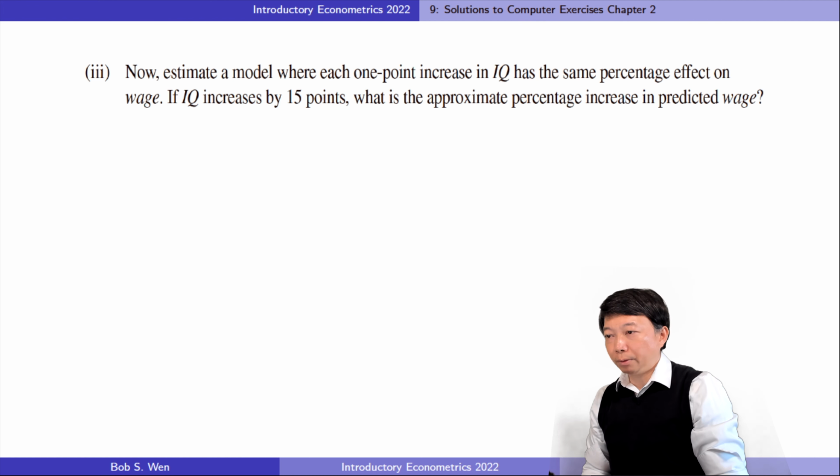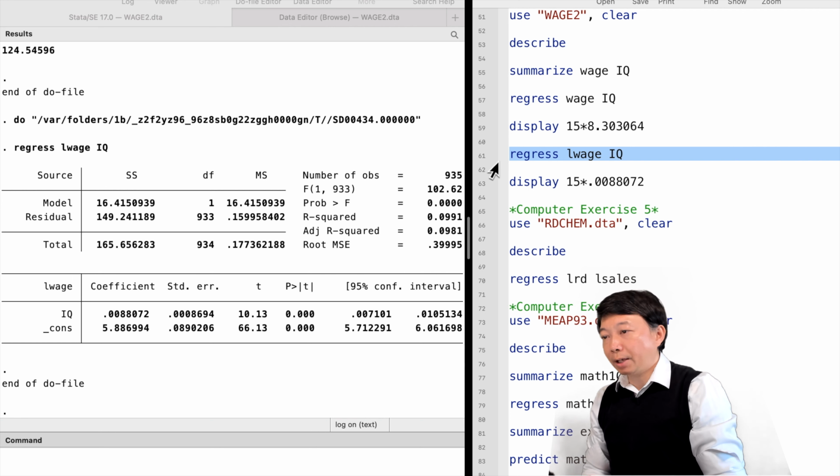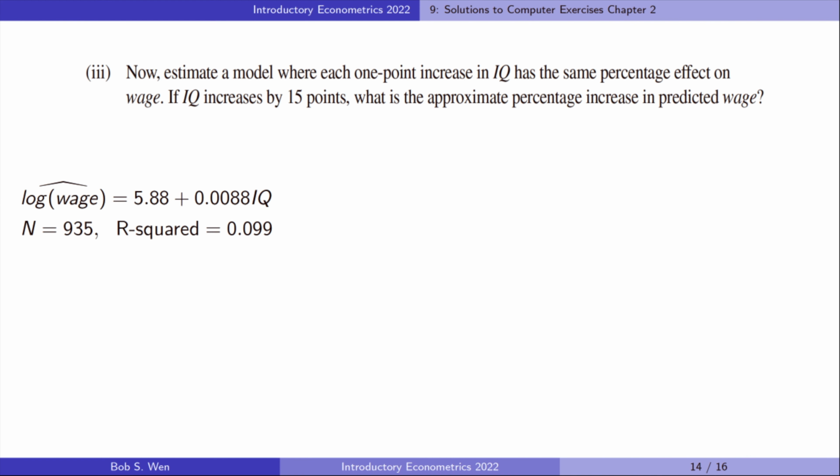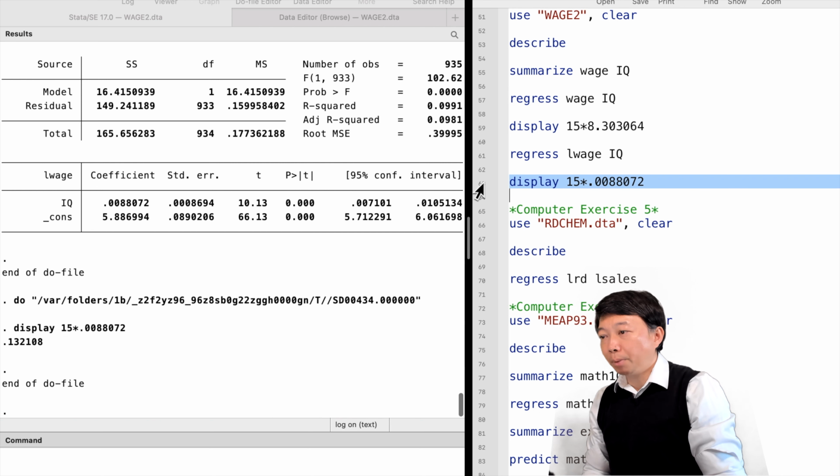For the third question, a simple regression model for a constant percentage change in the outcome variable is to use the log term for the outcome variable. We regress log wage on IQ scores. The estimated equation is as follows. If IQ increases by 15 points, the wage will increase by approximately 13.2%.